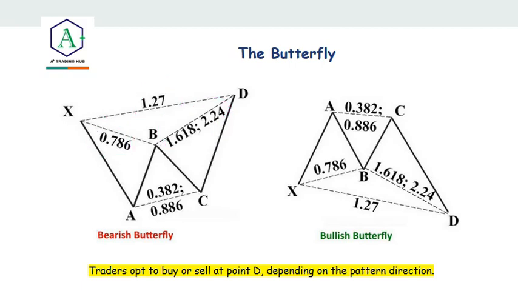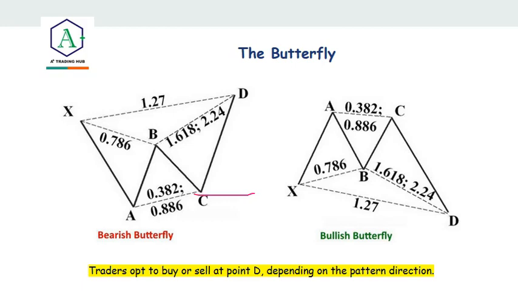For the harmonic butterfly, your entry is also at the D point. So for the bearish butterfly, you sell at the D point and your stop loss should be 50 pips away from your signal. TP1 at the B price zone, and TP2 at the C price zone. You don't have to be greedy by taking your final TP to the A price zone. Though price may reach there, you need to be a bit conservative. Don't be greedy. So your final TP should be at the C price zone.